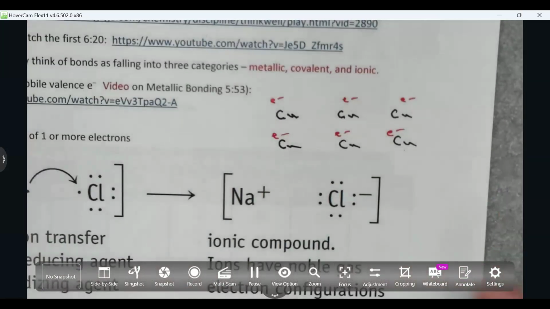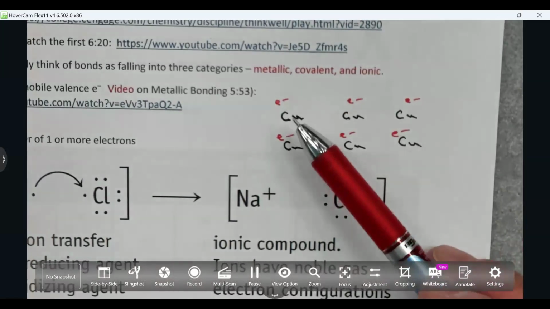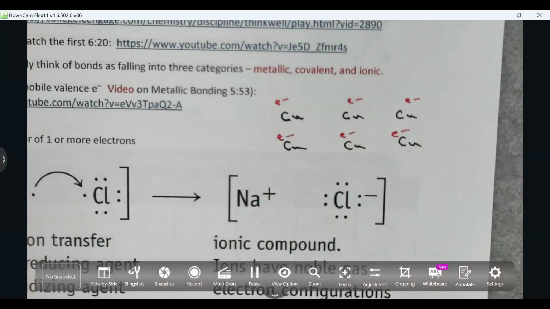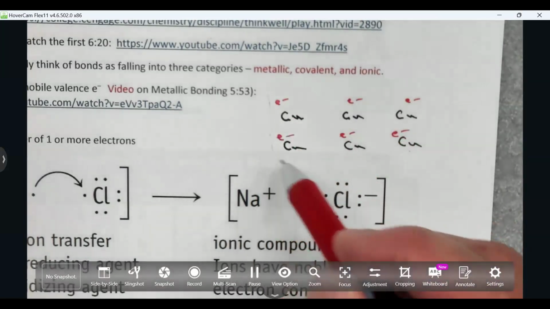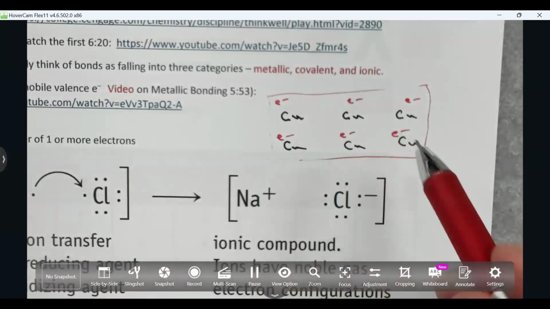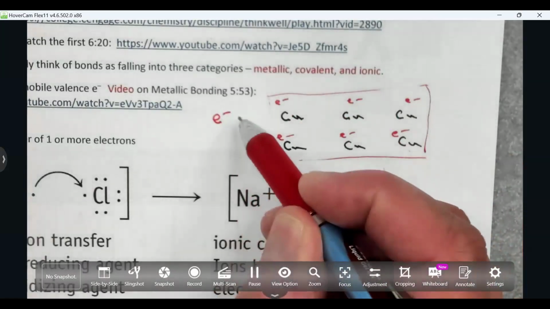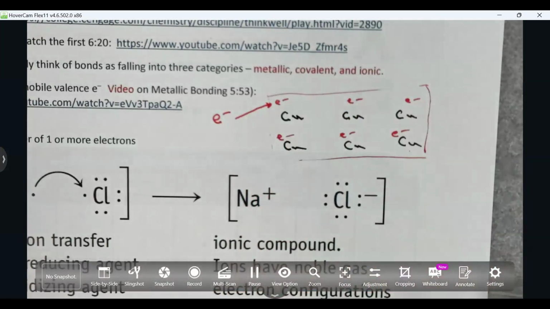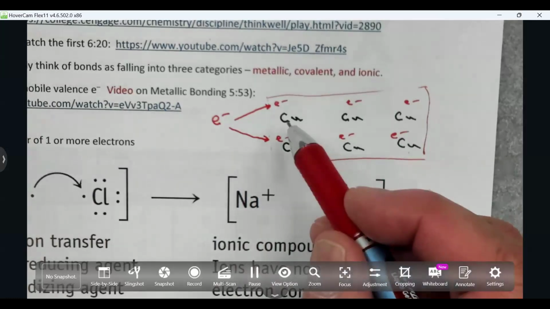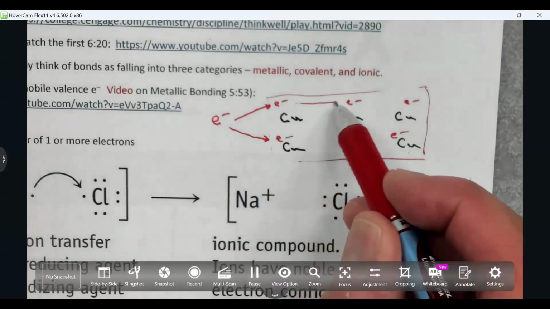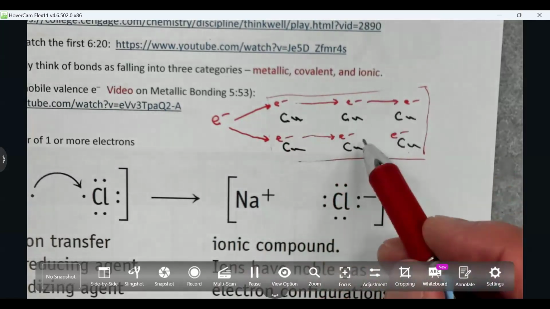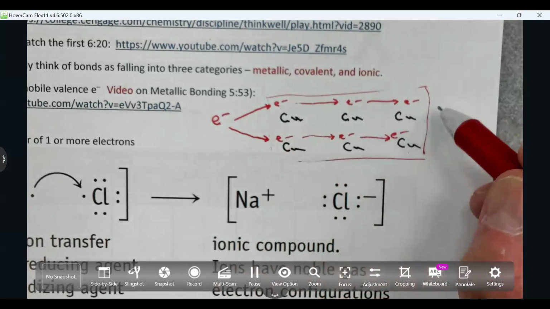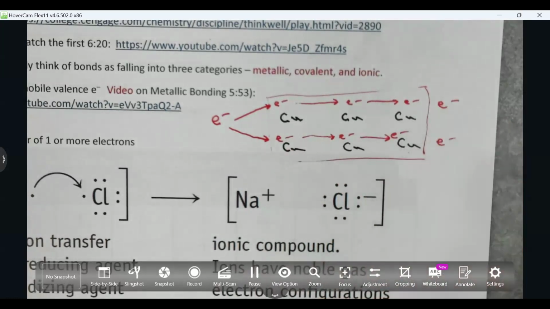These are called delocalized electrons because they don't care which copper they're around. So if this is my copper wire, it's no different than my hose. My power plant is adding electrons. That electron around this copper can go to that copper. This electron can go to that copper. That electron can go to that copper. And that electron can go to that copper. And this electron can power our lights.